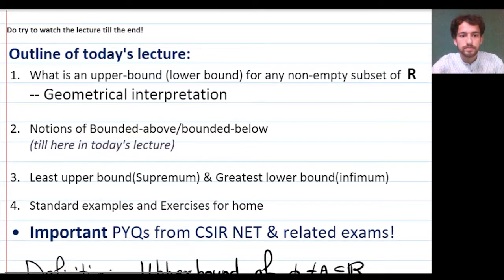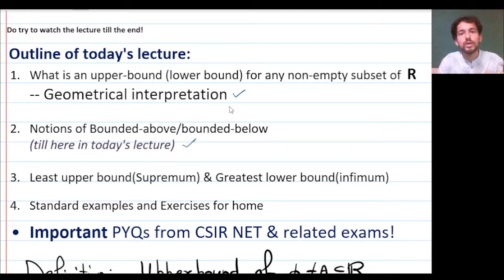It's as follows. First we're going to discuss what is the meaning of an upper bound, and similarly for a lower bound, what it means for a non-empty subset of R to be an upper bound and a lower bound. Then we're going to see its geometrical interpretation, how we can interpret it geometrically. Further, we're going to discuss the notions of bounded above and bounded below. So these will be the broad outline till the end of today's lecture.